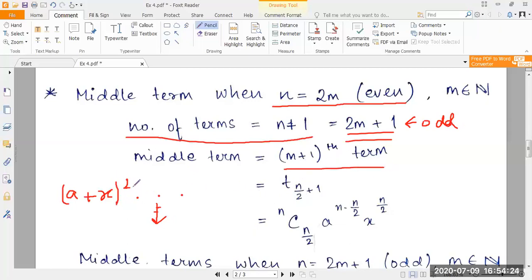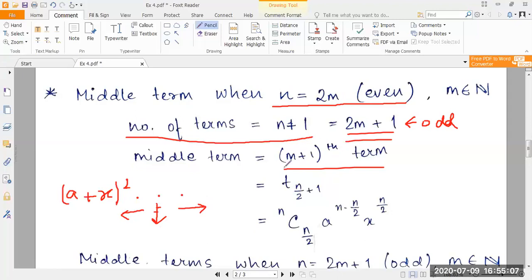You see, if we have 2 as the exponent, then m is actually 1, because n equal to 2 is 2 into 1. So in our case, when we consider (a plus x) whole square as the binomial expression under consideration, then m equal to 1. In that case, the middle term will be the second term, which is the (1 plus 1)th term. So it matches. Now this (m plus 1)th term is the middle term, because there are m terms to its left and m terms to its right. So the (m plus 1)th term becomes the middle term of the expansion.